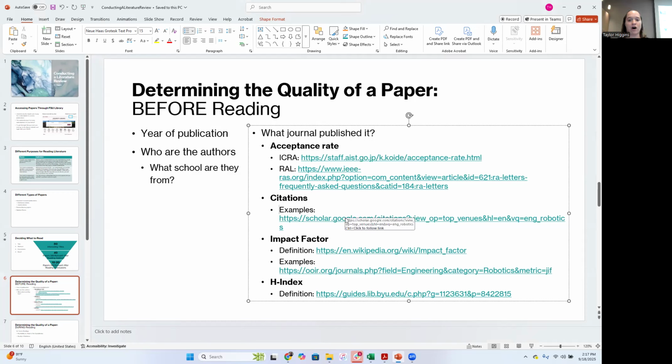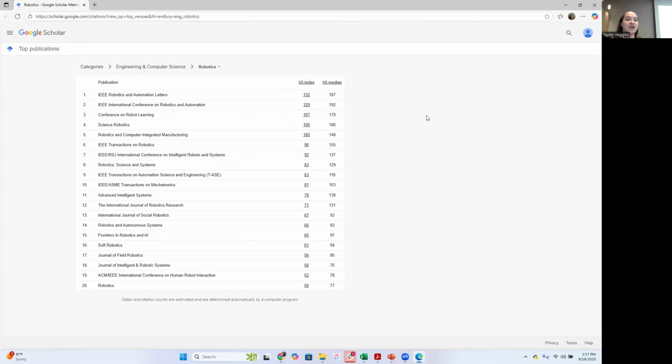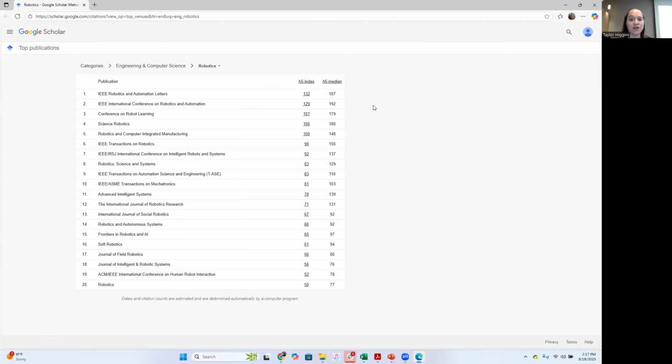The other one is how often is this publication cited? So here, for example, this is through Google Scholar. You can see the H index of lots of different top journals. The H index has to do with how many times another paper cited a paper from your journal versus the number of papers that you publish. So there's actually a mathematical formula for the H index. You can go look it up. And obviously the higher the H index, the better the journal.